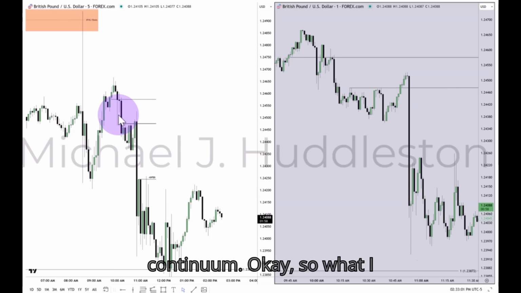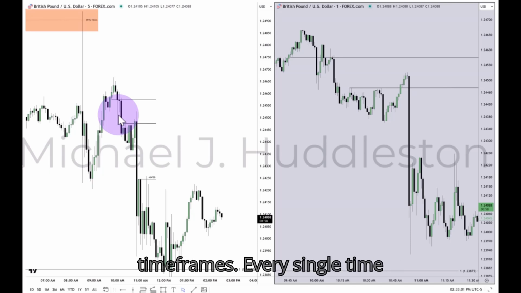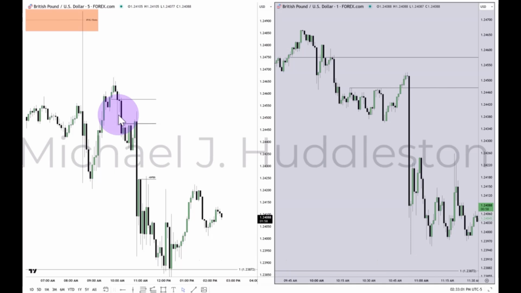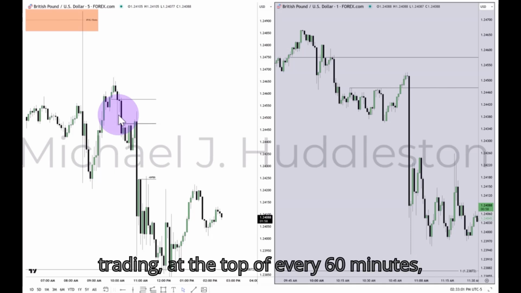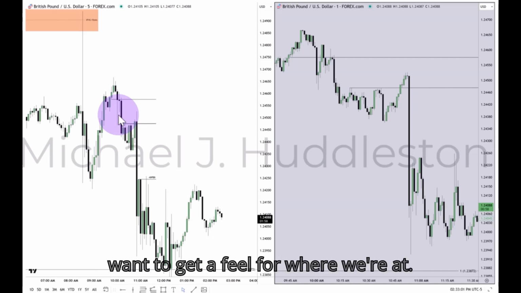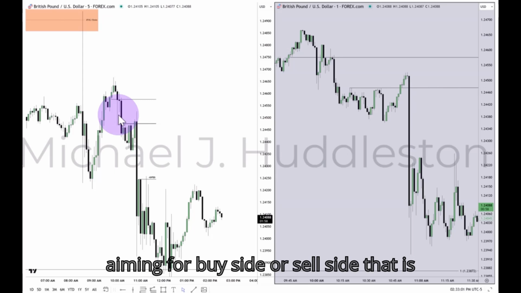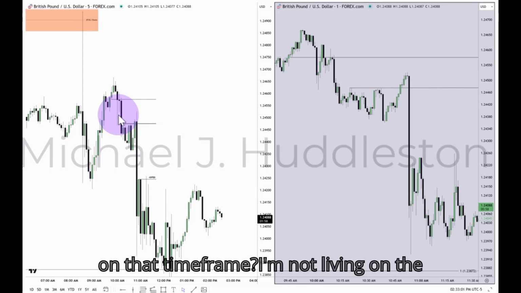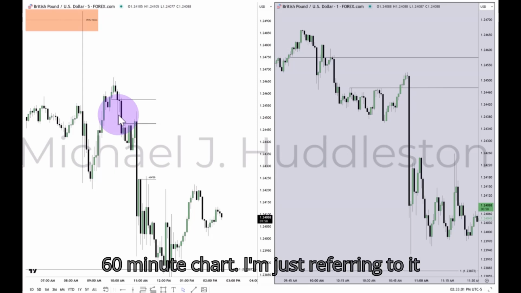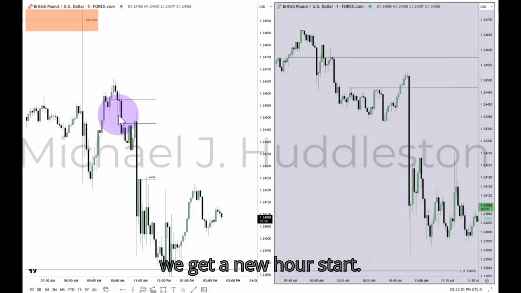Okay, so what I constantly do is I'm going through time frames. Every single time that we close 1 full hour of trading, at the top of every 60 minutes, I'm referring back to the hourly chart. I want to get a feel for where we're at. Was there any inefficiencies? Is it respecting any inefficiencies? Is it aiming for buy side or sell side that is on that time frame? I'm not living on the 60-minute chart. I'm just referring to it at the top of the hour every single time we get a new hour start.